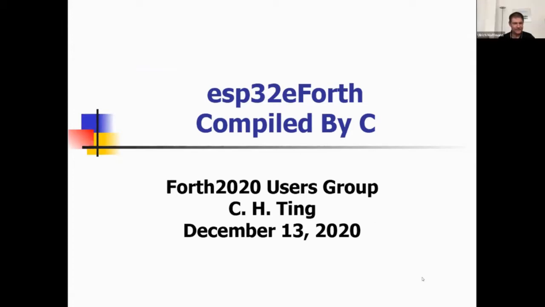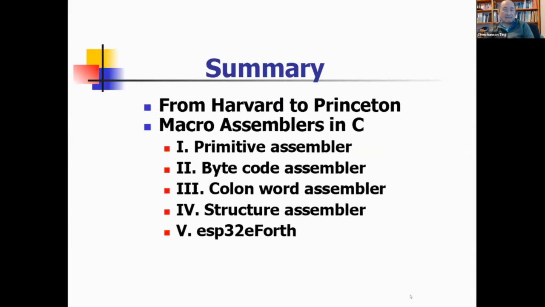And we hear you. All right, so the topic is the ESP32 E4 compiled by C. The summary of the subject is from Harvard to Princeton about the architectures of the computer languages. And I talk about the macro assemblers written in C, which built the ESP32 E4.